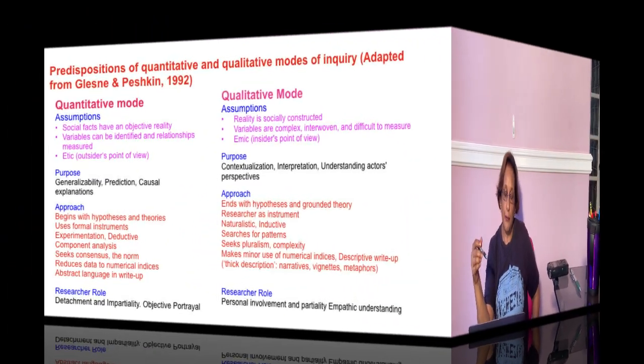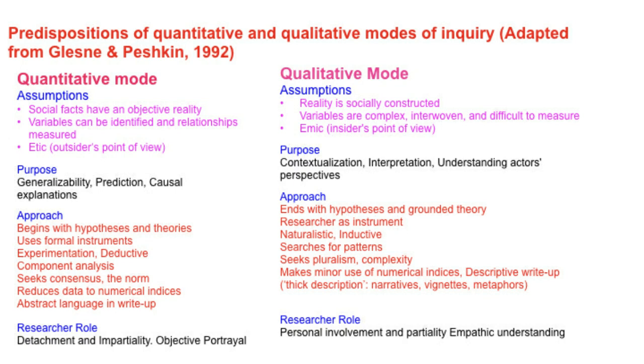So finally, predispositions of quantitative and qualitative. These things, I think by now, are quite clear to you. For example, if we look under qualitative, reality is socially constructed. We are quite clear about that now. Variables would not be the word I would use, but whatever the main ideas or the constructs that we are studying, they are complex. We understand that, and they are interwoven with other things in people's minds. We want the emic perspective. In the quantitative mode, it is the etic perspective that we are looking at.